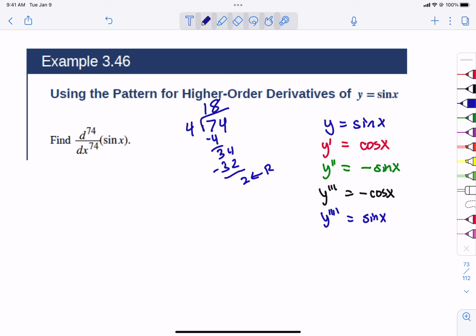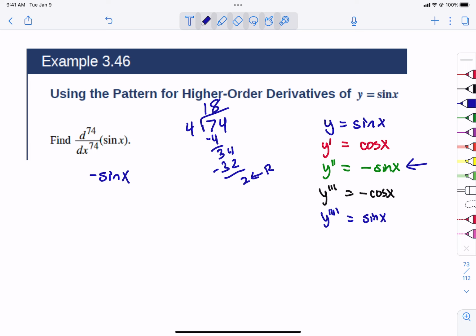Exactly. So my remainder tells me that I did it 2 extra times. Because the 72nd one, 18 times 4 is 72, I got back to sine again. So then the last 2 would get me in the pattern. So the answer to that is negative sine of x. It's like imaginary. Oh, it's exactly the pattern.